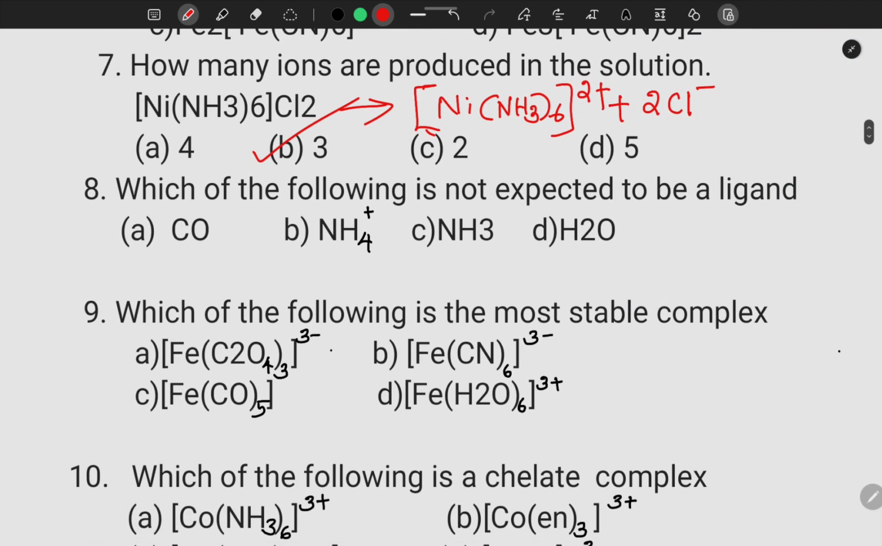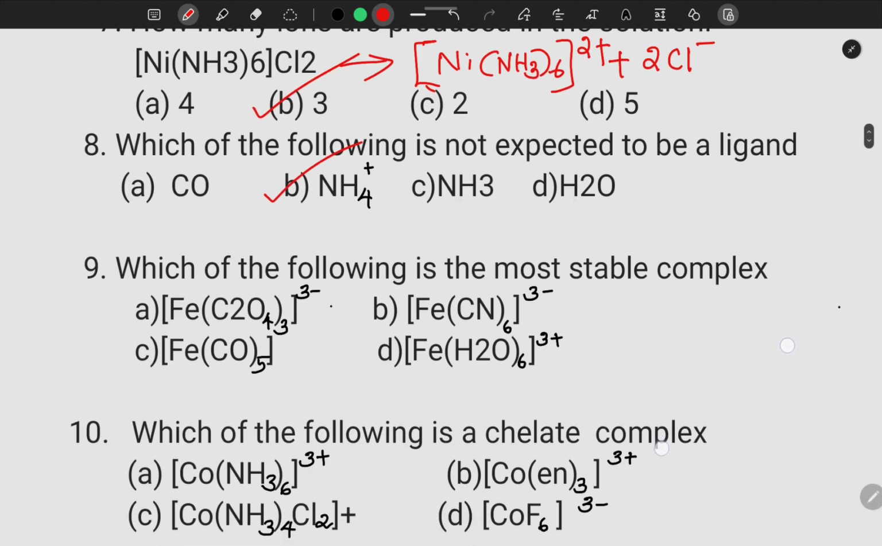Which of the following is not expected to be a ligand? Carbonyl is a neutral ligand. Ammonium ion is not a ligand because the lone pair of nitrogen is used by H plus for bonding with the ammonia. Water and NH3 each have one donor atom. In ammonia, nitrogen is the donor atom, and in water, oxygen is the donor atom. So our option is NH4 plus.